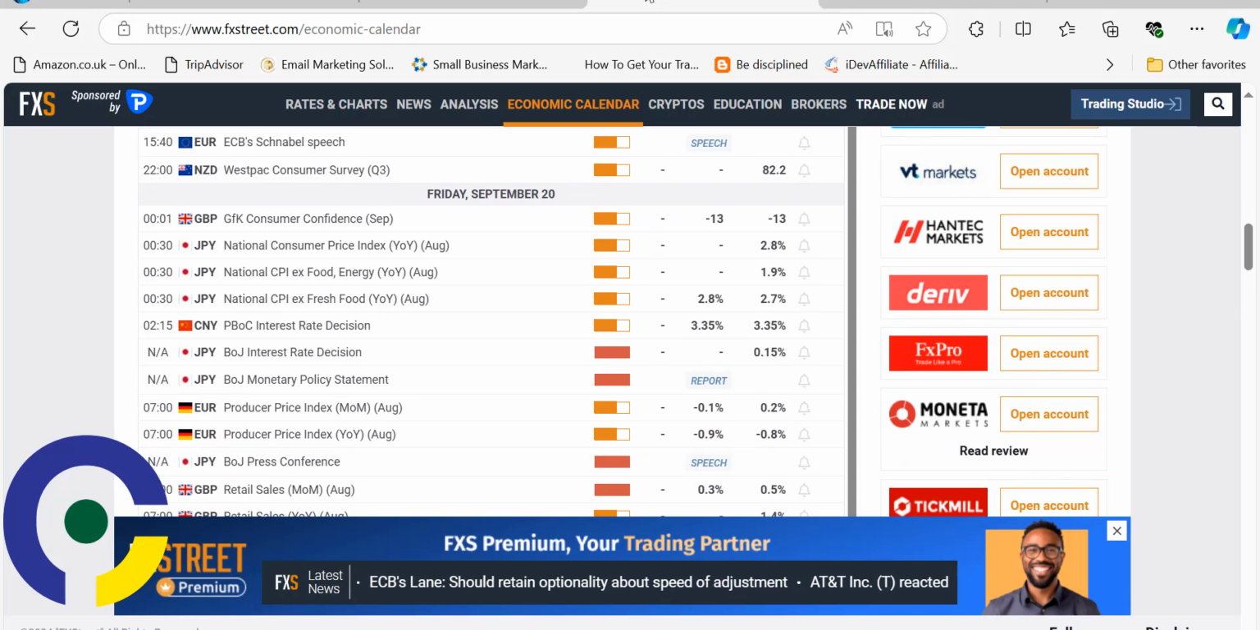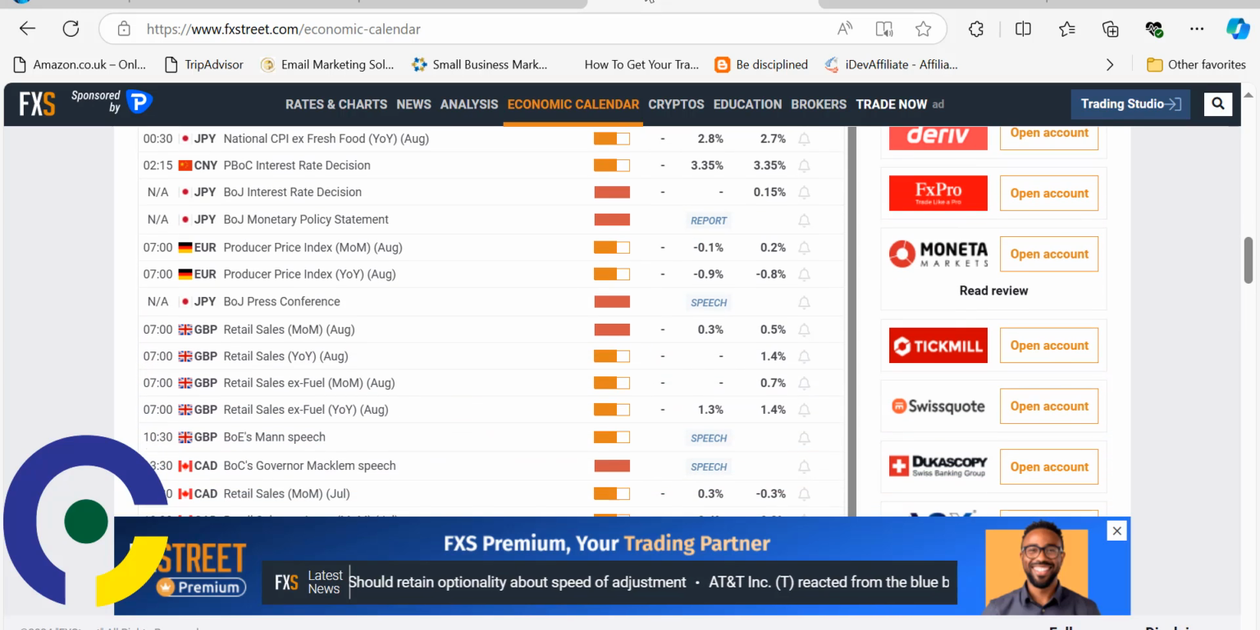Then let's now come to 7 a.m. when the retail sales from the UK will be out. Retail sales month on month, year on year for August. Retail sales exempting fuel month on month August, and exempting fuel year on year August. And then 10:30 p.m., a BOE member, Bank of England member, will be speaking, medium impact event.